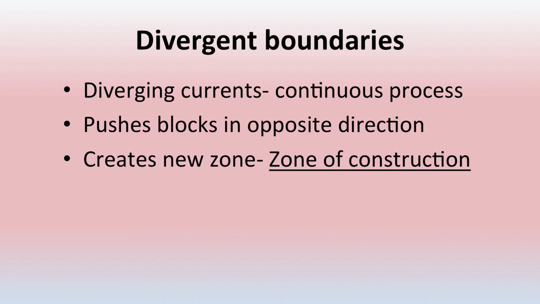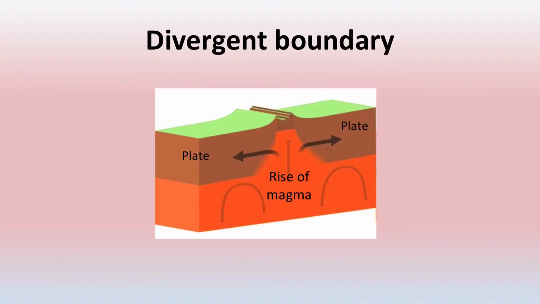So, this is the place of construction also, because magma comes out and then it solidifies and new features, new surface is formed. For example, if these are two plates, when they are moving apart from each other, this boundary is known as divergent plate boundary. In the picture you can also see divergent plate boundary.